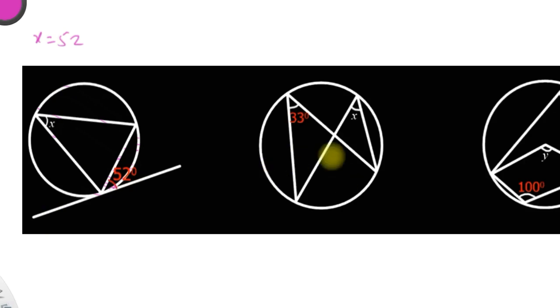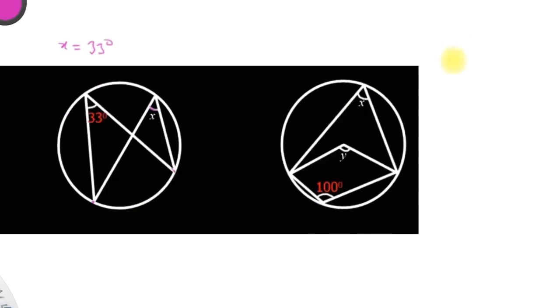Okay, so look at this second one. I'm supposed to find x again. So what theorem do we identify here? You see this arc. This arc is forming an angle of 33 degrees on the circumference, and this same arc is also forming this angle of x on the circumference. One of our theorems is that angles formed by the same arc on the circumference are equal. So in that case, x is equal to 33 degrees. Okay, so let's continue.